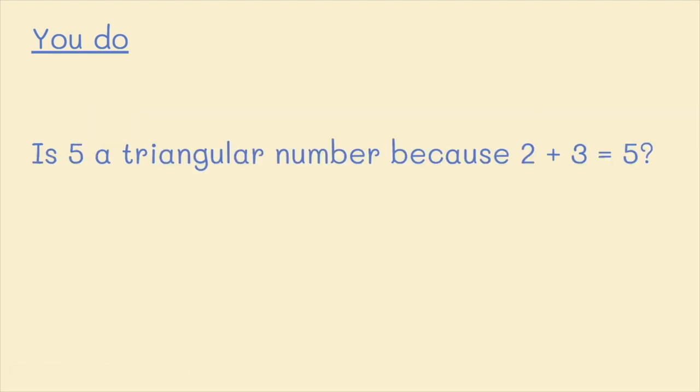Is 5 a triangular number because 2 plus 3 equals 5? Well, yes, 2 plus 3 equals 5, but 5 is not a triangular number because it doesn't follow that sequence of 1 plus 2 plus 3 plus 4 plus 5 and so on and so forth. You know that 6 is a triangular number because 1 plus 2 plus 3 is 6. 5 is not a triangular number just because 2 plus 3 equals 5.